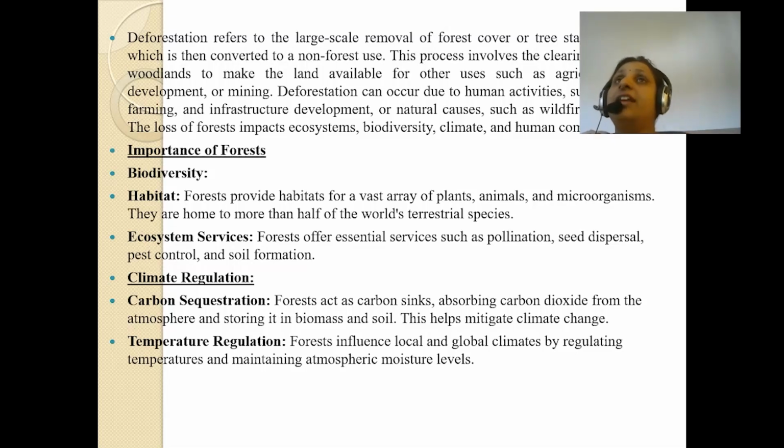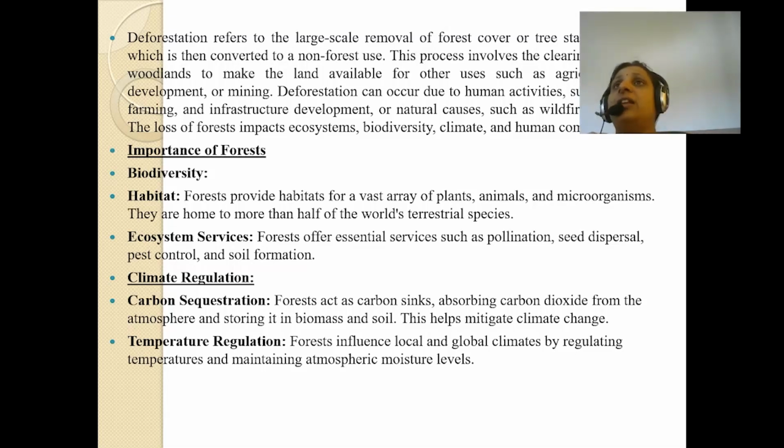Now, what is deforestation? Why is the forest needed? Forest is important for everyone. Forest is important because it impacts ecosystem, biodiversity, climate, and human communities.